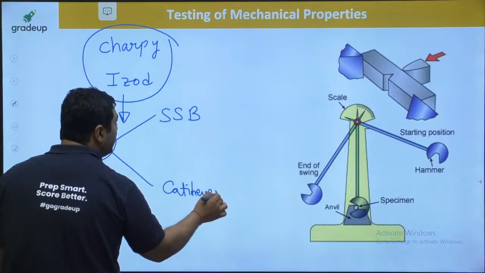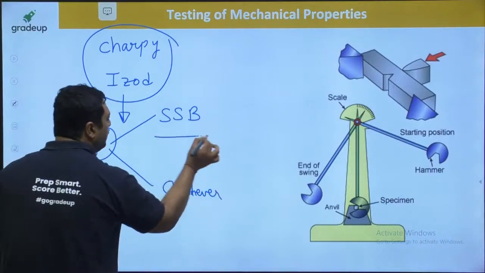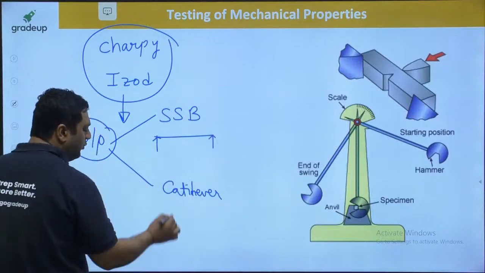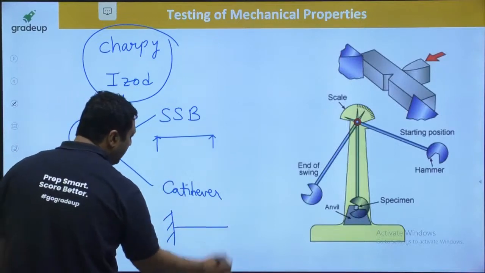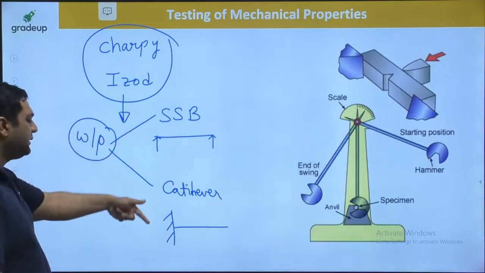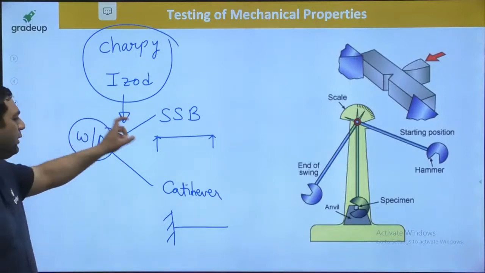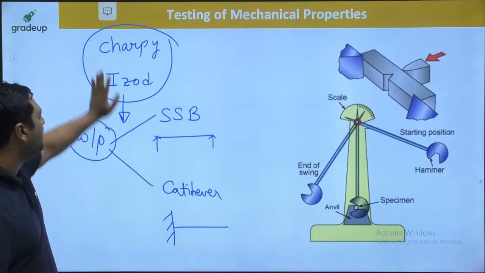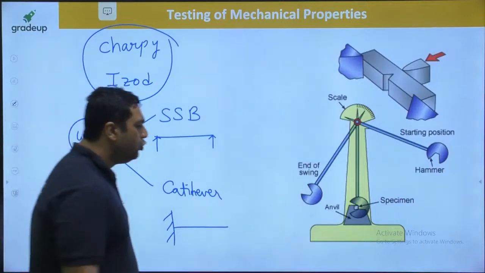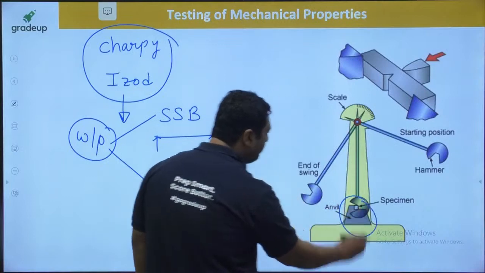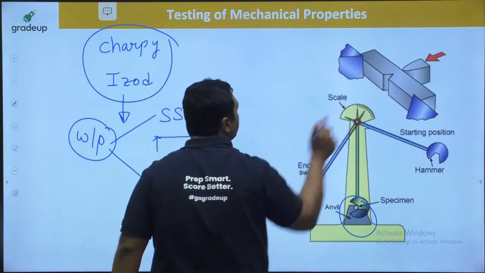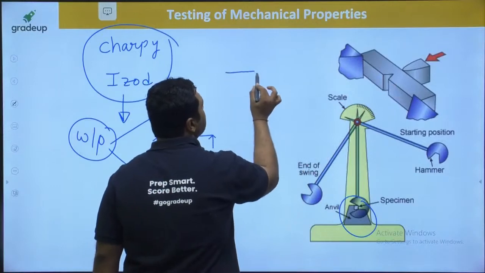So in one test you will put your workpiece in this format. In the other, you will put your workpiece in this format. This is simply supported, this is cantilever. So just by putting the workpiece in a different manner, the names of the tests are different, Charpy and Izod. You put your workpiece here, and your workpiece looks like this. This is your workpiece.